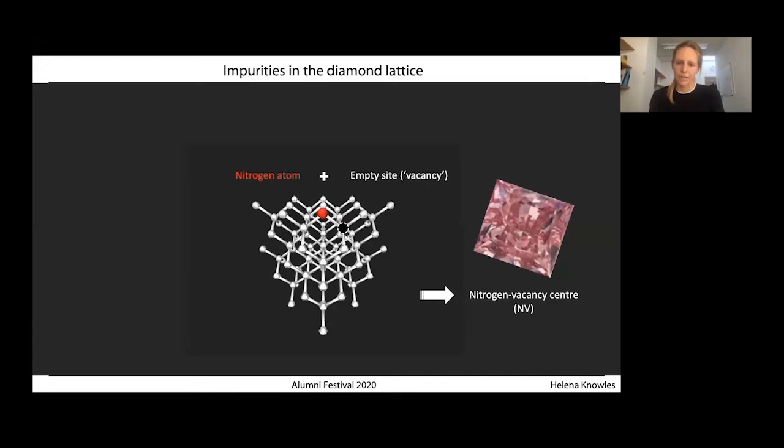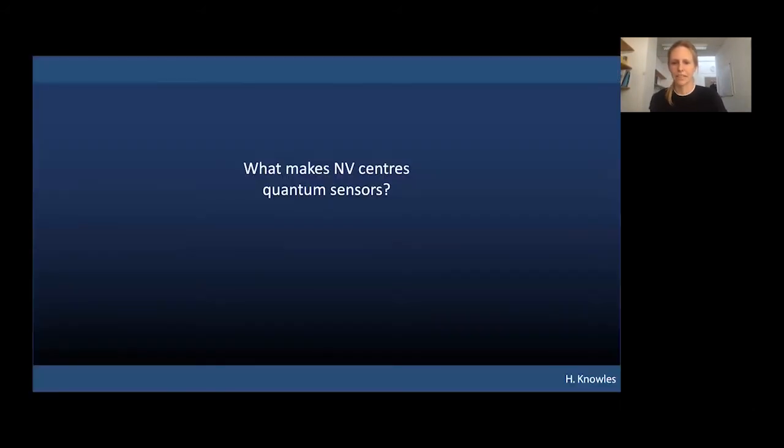And around this defect, this center, there will be a spin, which is associated with the electrons that are bound to this defect. So they will create this spin. And of course, now we have a little magnetic moment, this spin, that can interact with other spins in its vicinity. And that will be the basis for the quantum sensing experiments that I'll show you later.